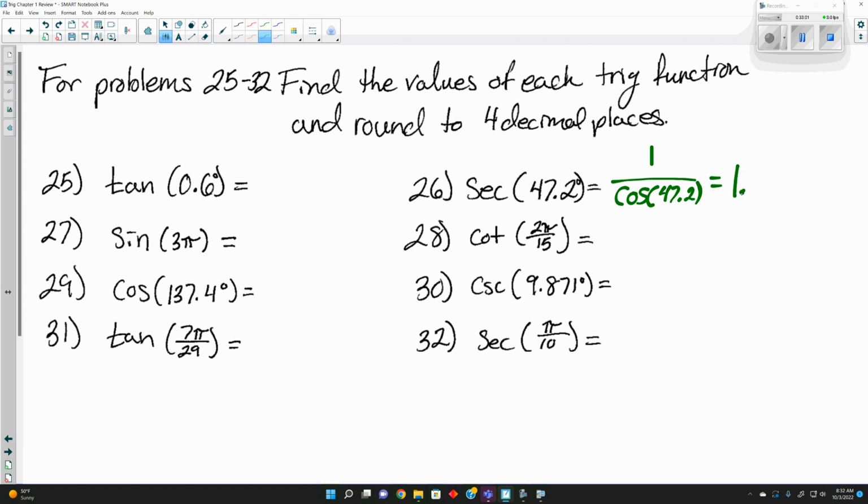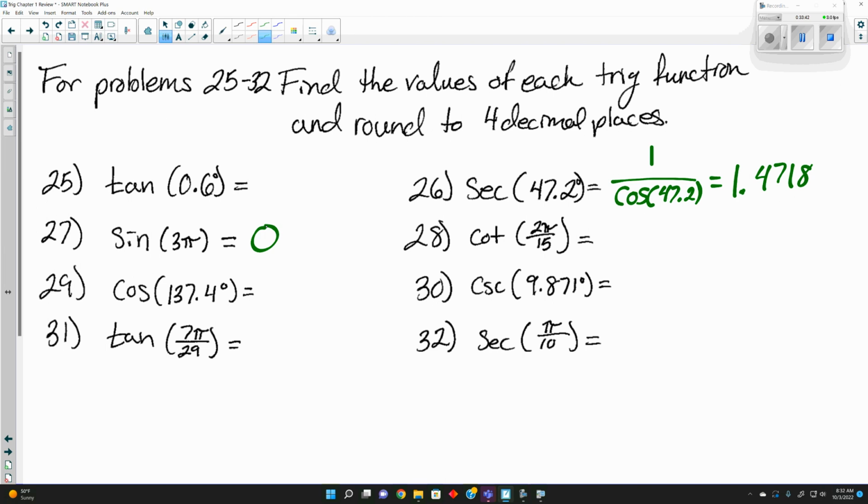So we could type it in as 1 over cosine of 47.2 degrees, which is 1.4718. So you'll want to round to the 4th decimal place. Now for 27, sine of 3 pi is 0. I'm not going to count off if you don't write 0.0000. I'll just take 0. If it comes out as the square root 3 over 2 or 2 square root 3 over 3, any of those, just approximate it to a decimal, round to 4 places.